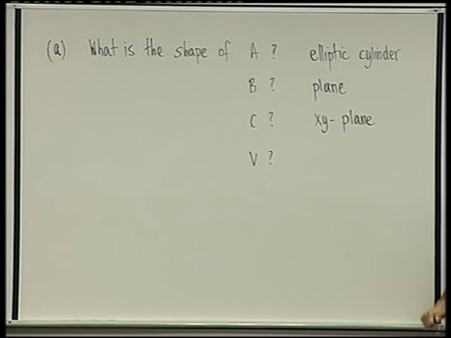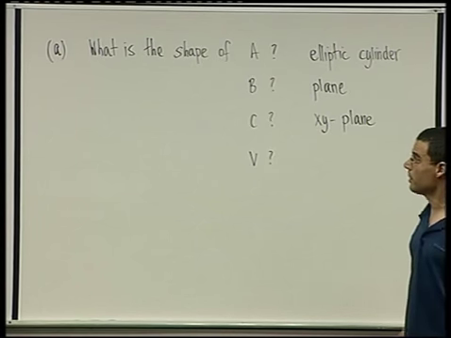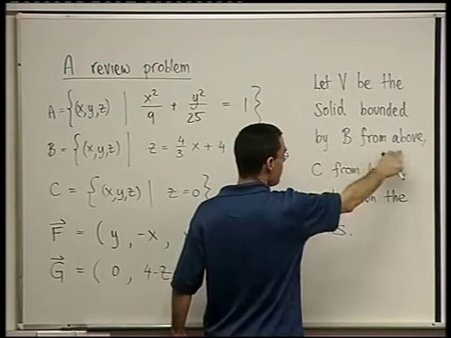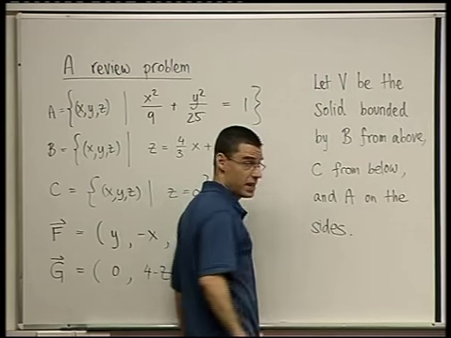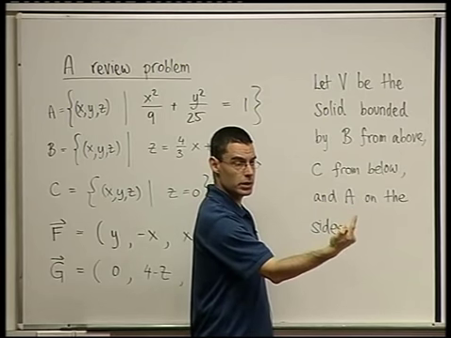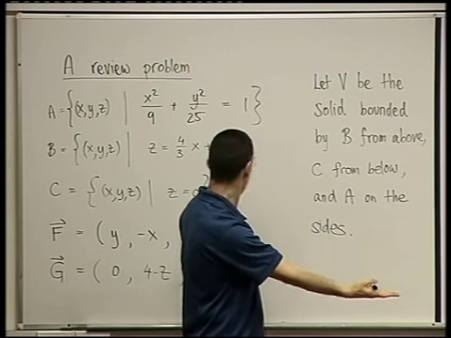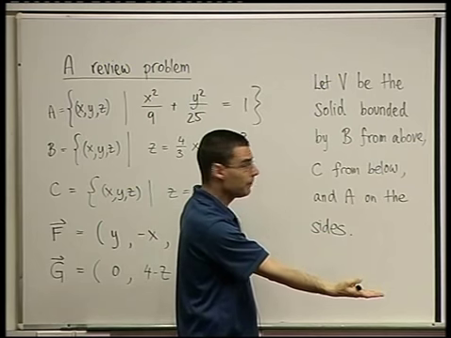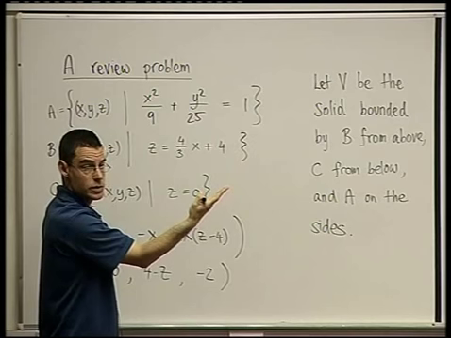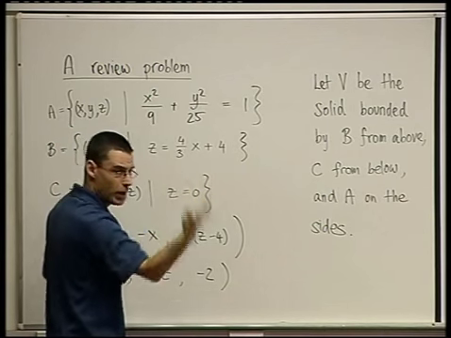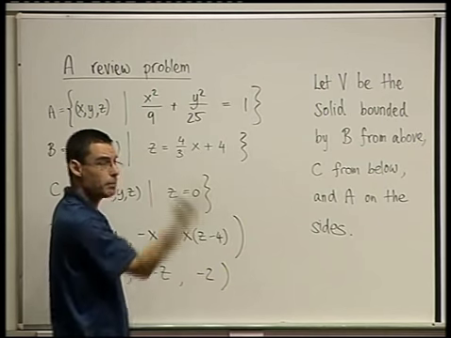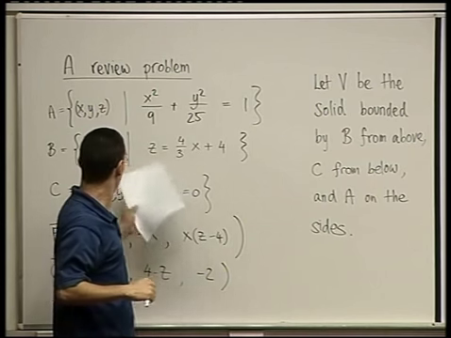Questions? Okay, what is V? So remember that V is the solid, or the domain, bounded by B from above, C from below, and A on the sides. So A is this cylinder, C was the xy plane, and B is some tilted plane, right? So V is some part of this cylinder that's been cut off on the bottom by the xy plane and on the top by this plane.